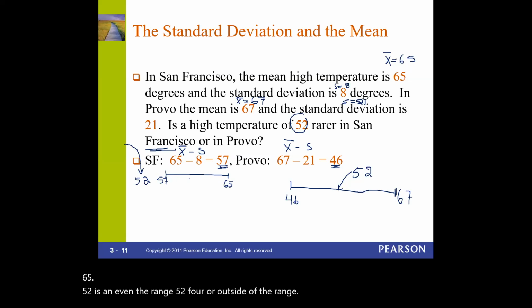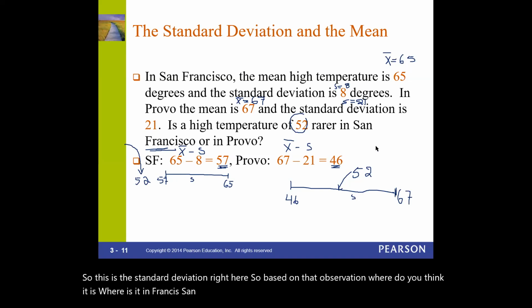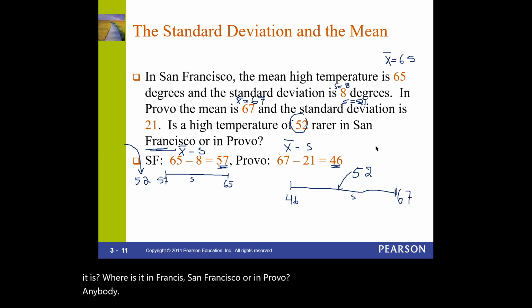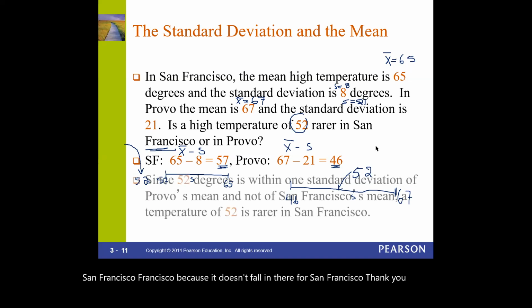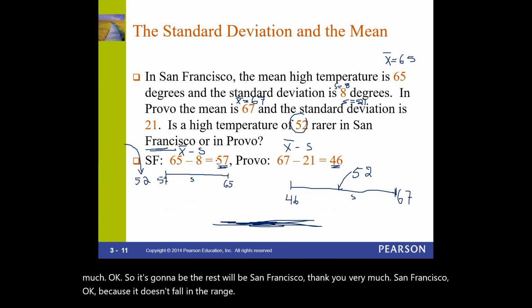This is the standard deviation right here. So based on that observation, where do you think it is rarer? Is it in San Francisco or in Provo? Anybody? San Francisco, because it doesn't fall in the range for San Francisco. Thank you very much. So the rarest temperature will be San Francisco, because it falls outside of the range.